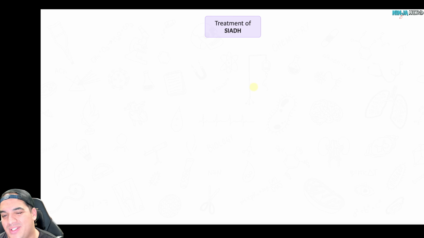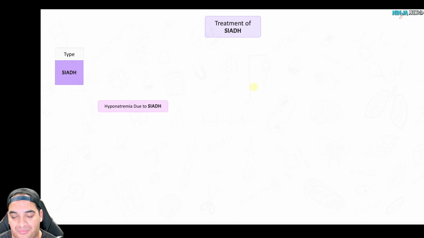If it's an intracranial disease, it's not something easy that you can actually fix. So in those scenarios where you're trying to reverse the underlying cause, you have to deal with the repercussions of SIADH, which is hyponatremia. And I want to treat the hyponatremia so that they don't develop seizures, so they don't develop cerebral edema and the downstream consequences related to high ICP. So what do I do?